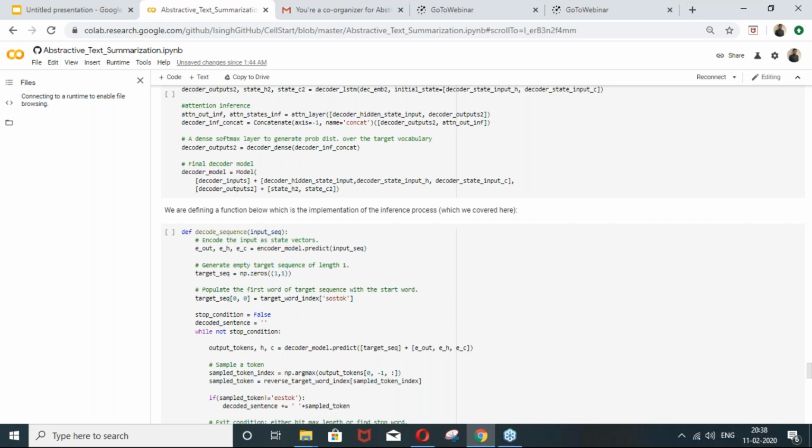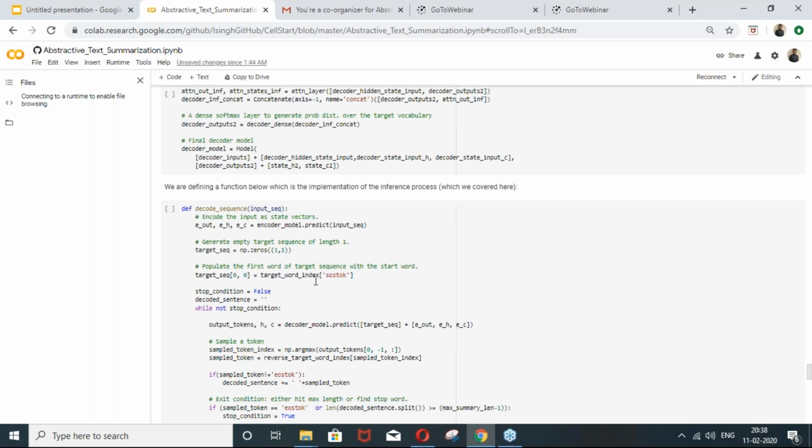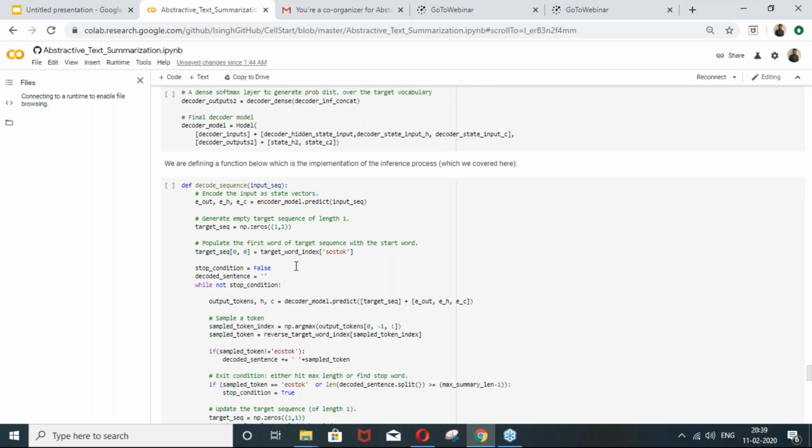We are defining a function below which implements the inference process. Inference means that everything has been converted into vectors, and again we have to get back to the normal vocabulary, the normal sentence. Here I am getting the summary. Briefly, what we would normally run in C++ using for and if loops, it is basically doing the same in Python.